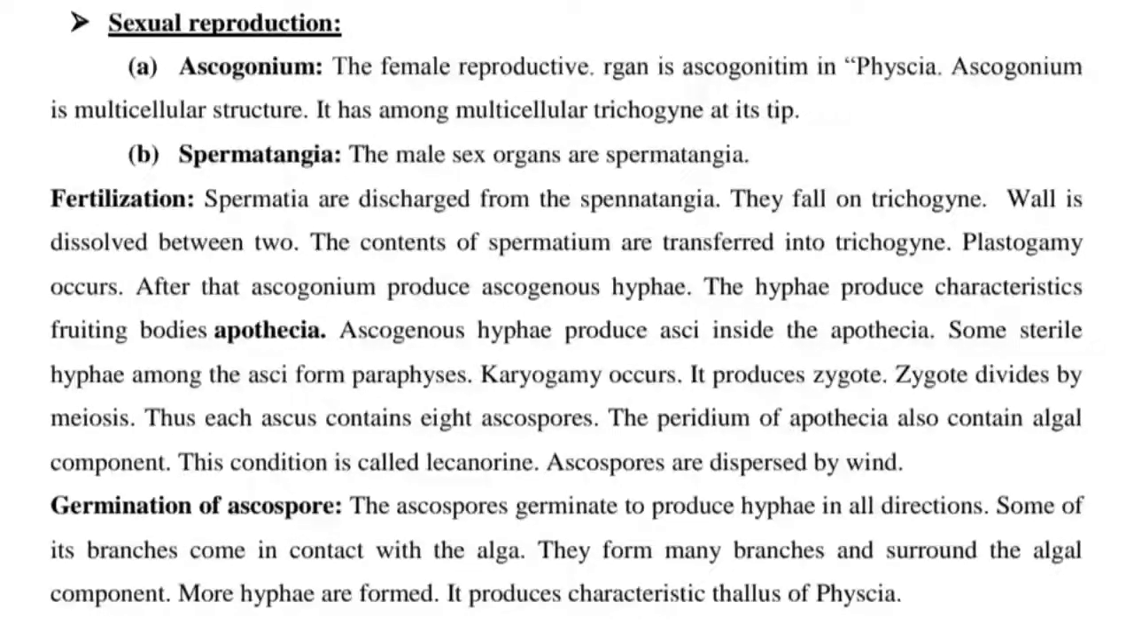The peridium of apothecia also contains algal components. This condition is called lecanorine. Ascospores are dispersed by wind.